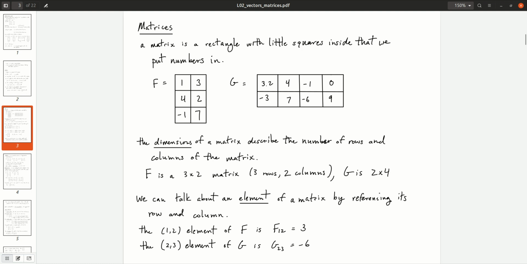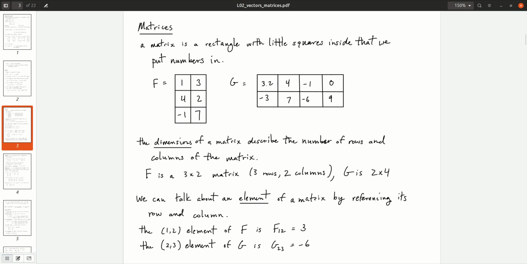Now, the dimensions of a matrix just describe the number of rows and columns of the matrix. So F is a matrix with 3 rows and 2 columns, and therefore we say F is a 3 by 2 matrix. G has 2 rows and 4 columns, so G is a 2 by 4 matrix.